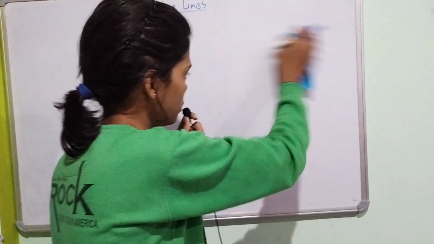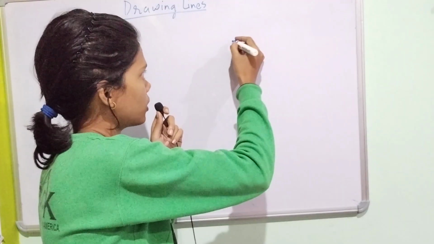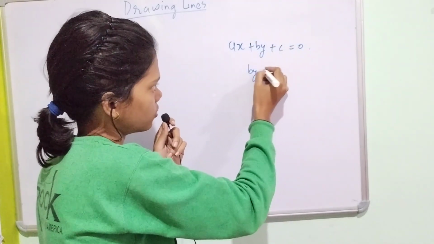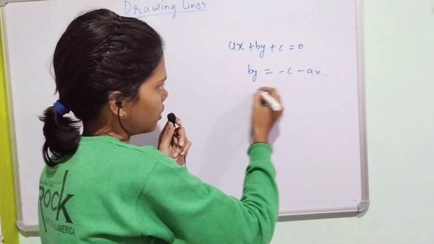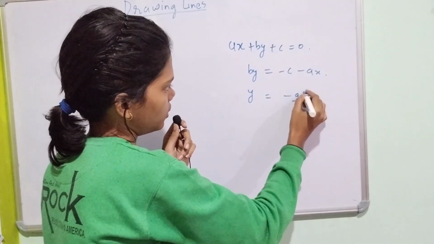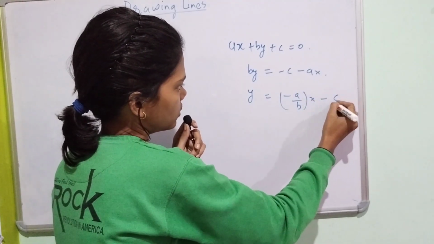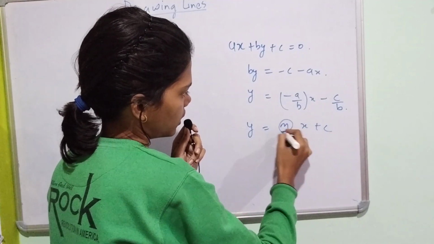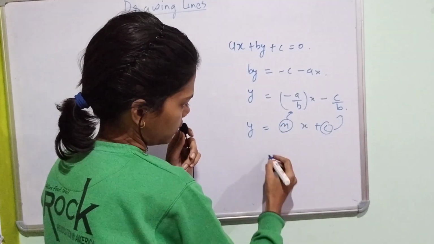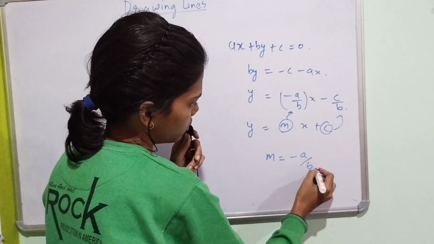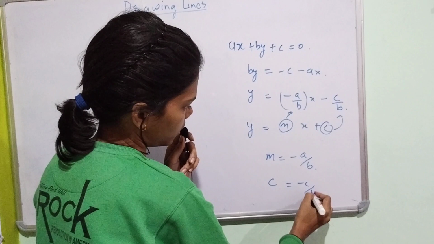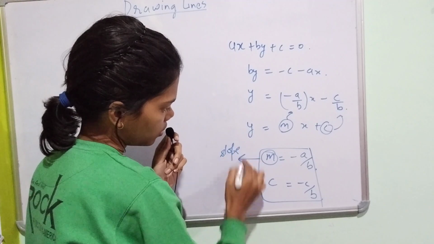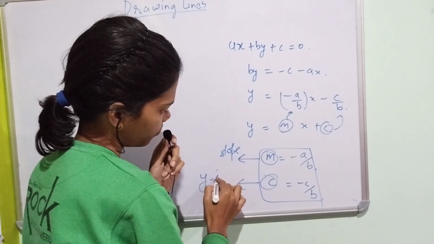See how it is derived from the standard equation. We are given ax plus by plus c equal to 0. From here we can write by is minus c minus ax, and from here y is minus a by b x minus c by b. So it is comparable with y equal to mx plus c, where m is this quantity and c is this quantity. It means m is minus a by b and the y-intercept c is minus c by b. This is called the slope of the line, and this is the y-intercept of the line.